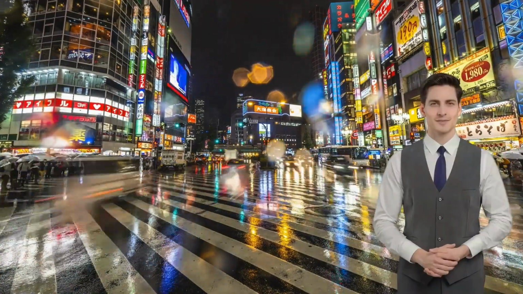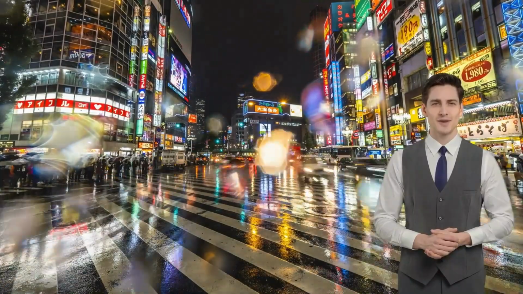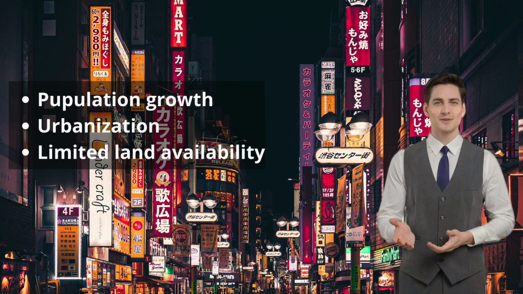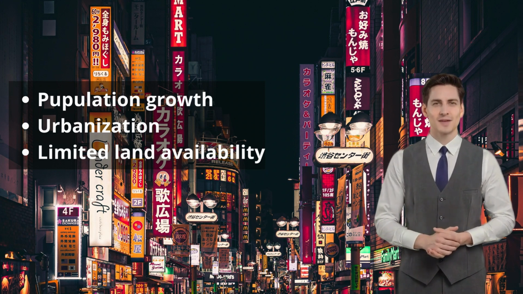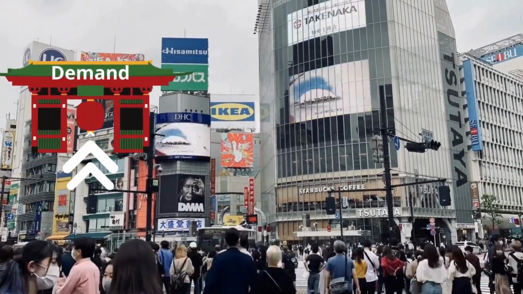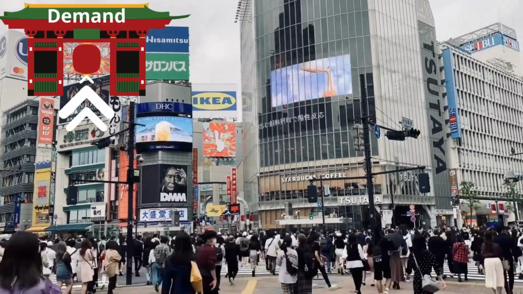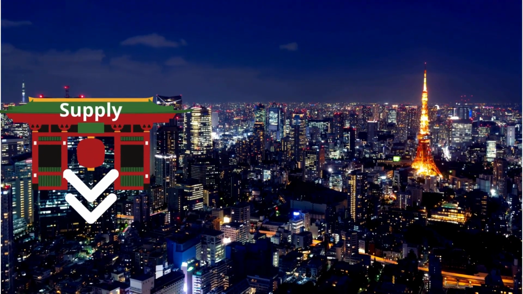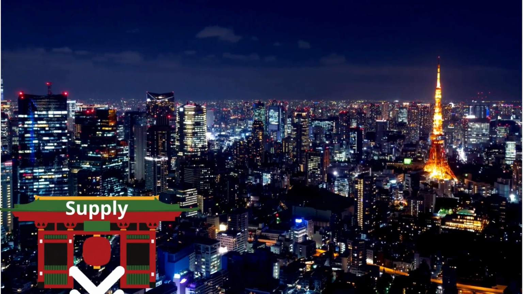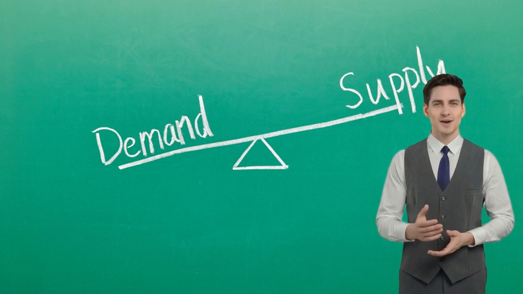Tokyo is known for its very high housing prices. The Japanese capital experiences recurrent price hikes that can be attributed to a combination of factors, including population growth, urbanization, and limited land availability. Tokyo's status as a global economic hub attracts a steady influx of people seeking opportunities, increasing demand for housing. Simultaneously, stringent zoning laws and geographic constraints limit new construction, limiting the housing supply. This imbalance between supply and demand tends to exert upward pressure on prices.